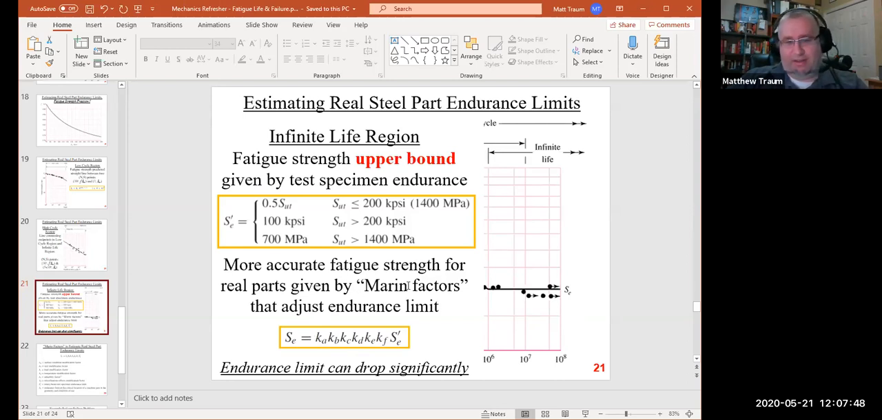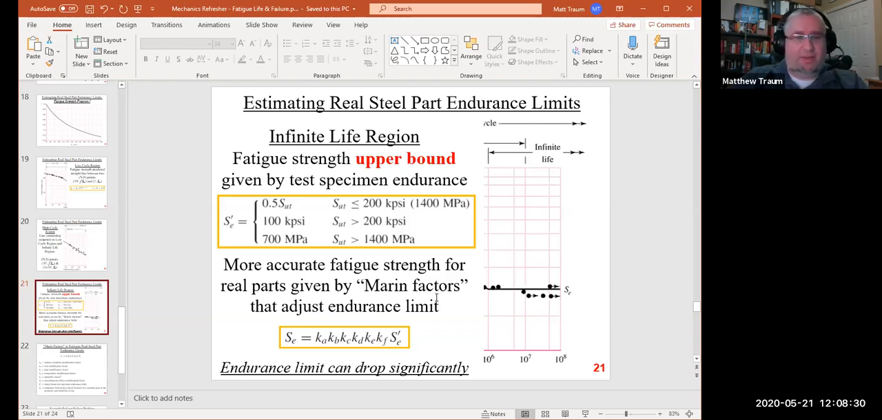And these are just correction factors, right? So I always tell you guys, I'm a fluids guy, and fluids is full of correction factors where we take idealized equations and then we fix them so that they behave correctly for the real world. Marin factors is just the mechanics and materials equivalent of that. So these are set up so that they just multiply by S prime E to give you SE, which is the real endurance limit of the true part that you're trying to create based on the geometry and the treatment of the part based on all these Marin factors.